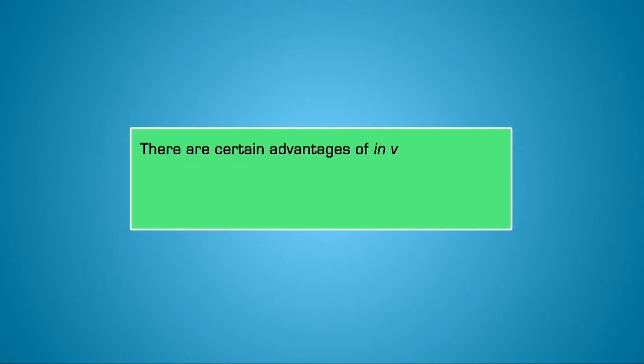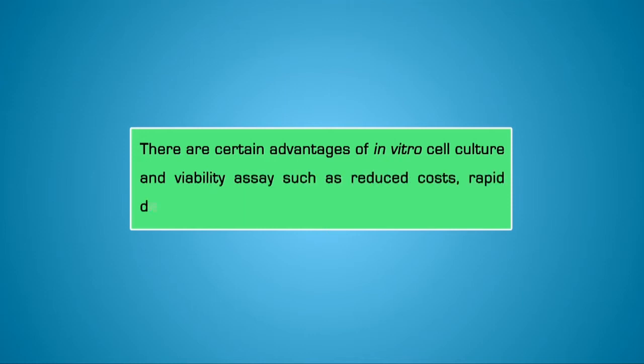Cytotoxicity and cell viability assays are based on various cellular functions such as compromised membrane integrity, enzyme activity, energy production, and nucleotide uptake function, just to name a few. There are certain advantages of in vitro cell culture and viability assays such as reduced costs, rapid determination, as well as potential for automation.